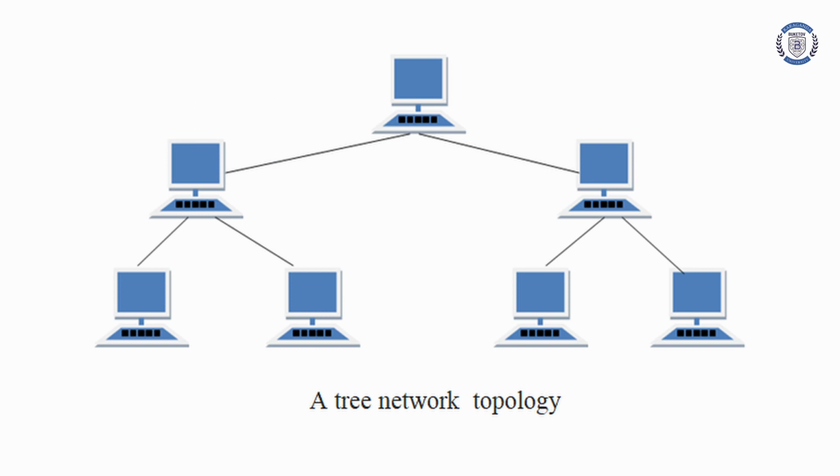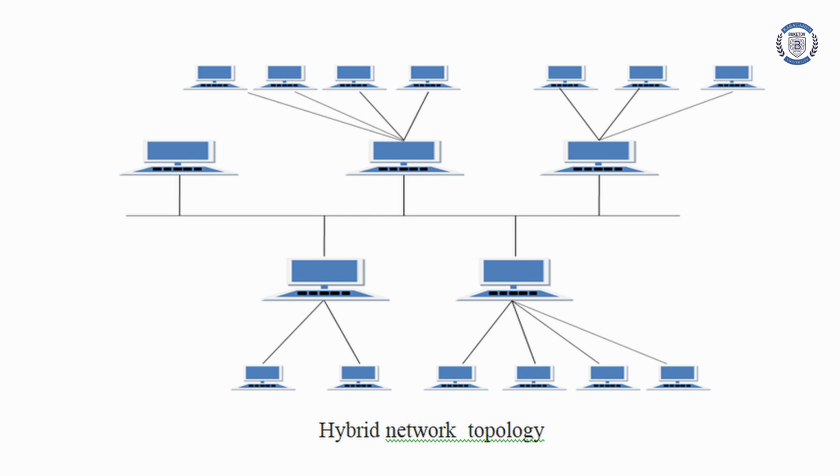The next network, tree network. A tree network is a local network topology in which nodes are arranged hierarchically. Hybrid topology is also known as hybrid network. Hybrid networks combine two or more topologies.